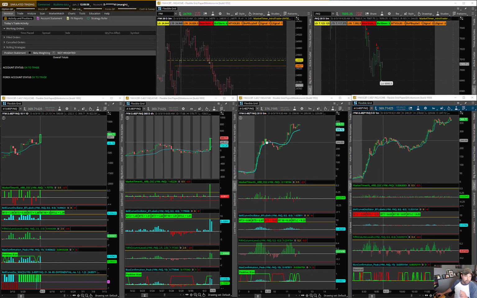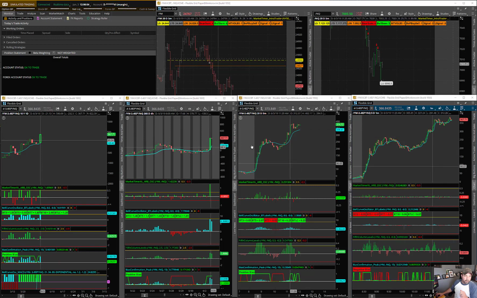Massive move on the 5-minute chart. Little pullback and it just kept going. Here's the 1-minute chart representation of it. If you guys grabbed any of that, you should have had a fantastic morning.